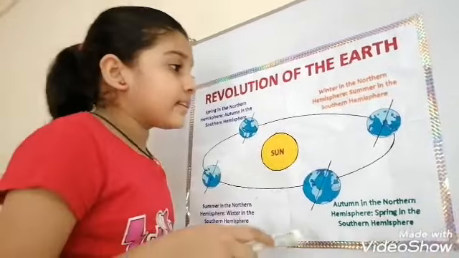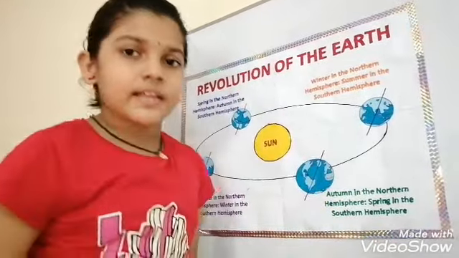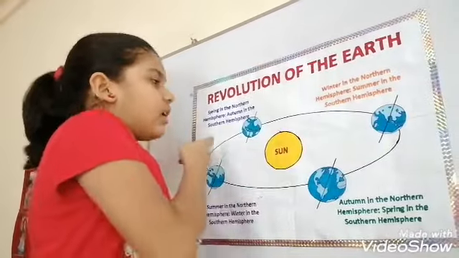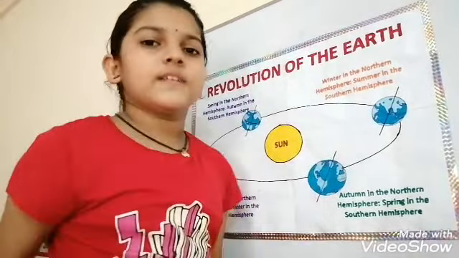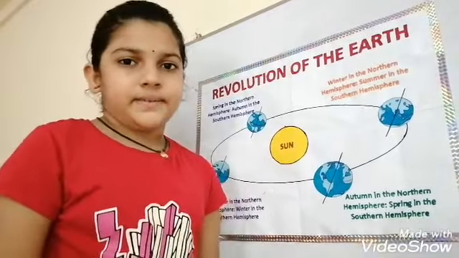Okay? And another, the path on which the earth revolves around the sun is called the earth's orbit. So can you see this line? On that the earth revolves around the sun. That is called the earth's orbit.